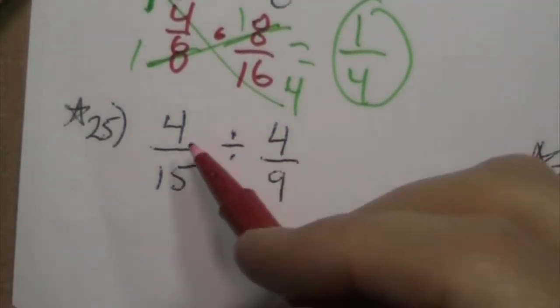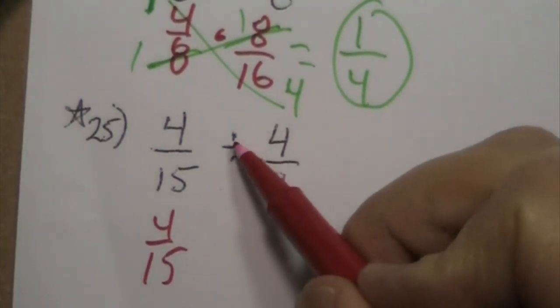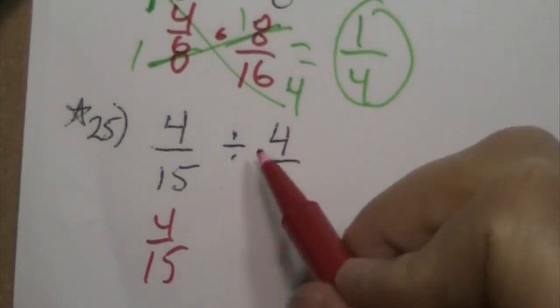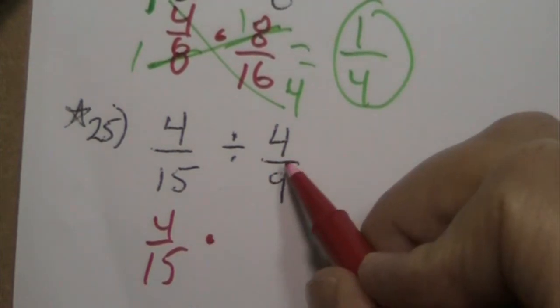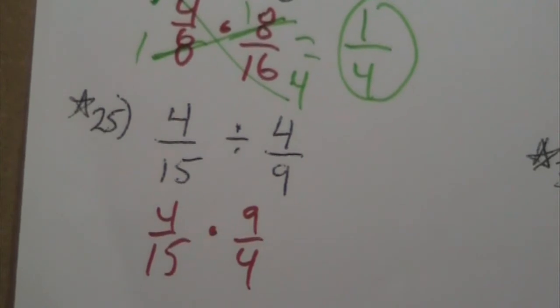Okay, 25. So let's see, I have 4/15. Then I'll multiply by the reciprocal, multiplicative inverse. So that means just flip it. Okay, now I'll reduce.